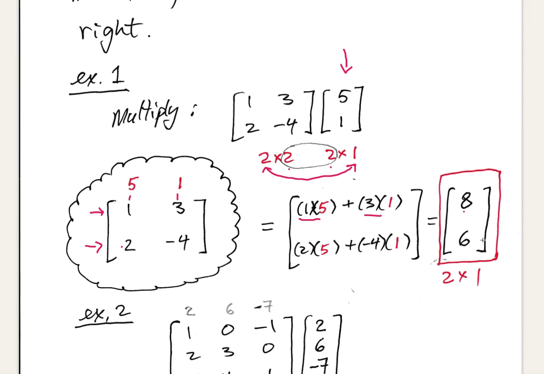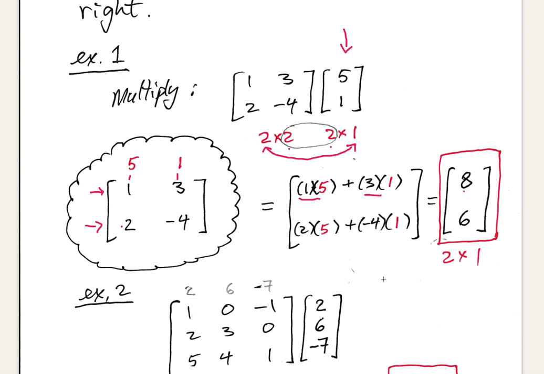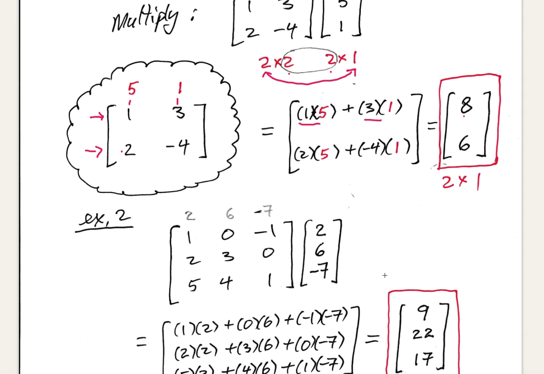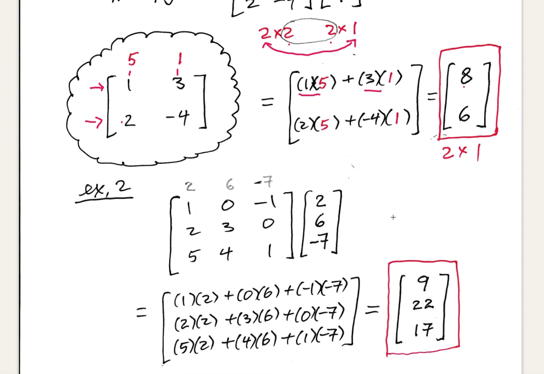Alrighty, so there it is. That's how you multiply matrices, at least by a vector on the right. All right, let's keep practicing some more. Let's do another example. I know it looks kind of weird here.